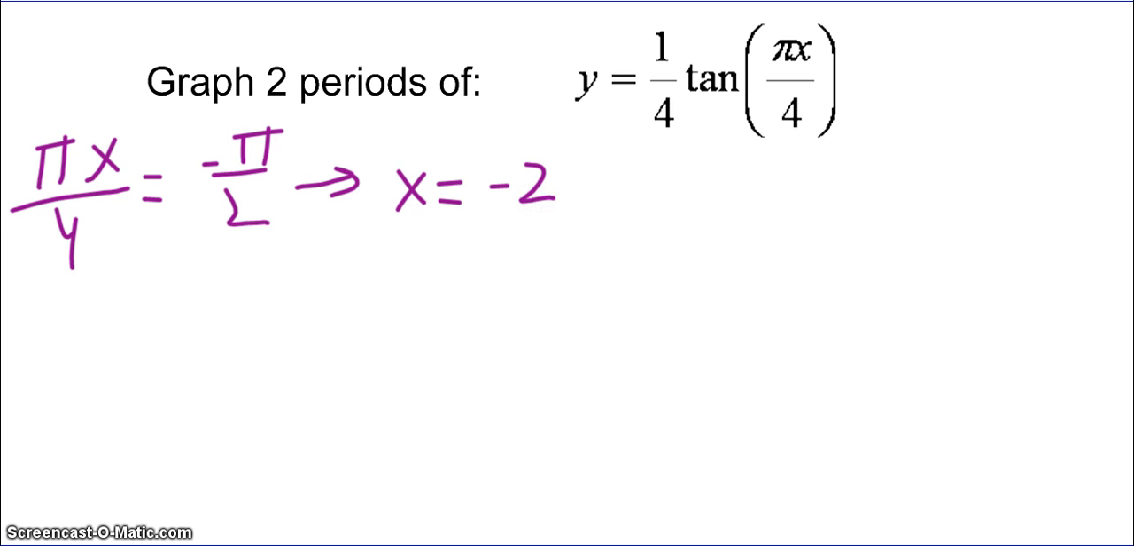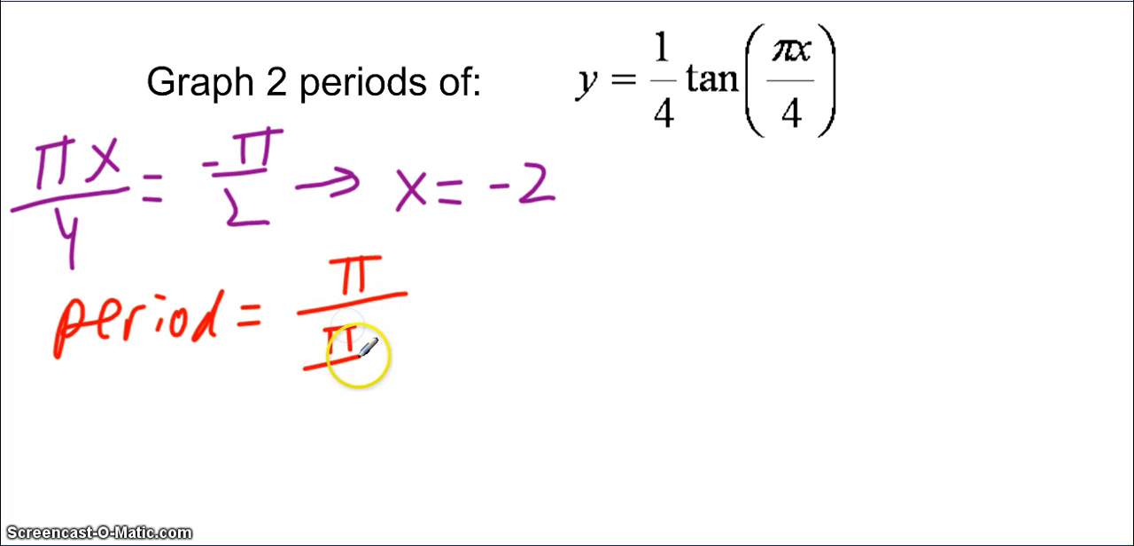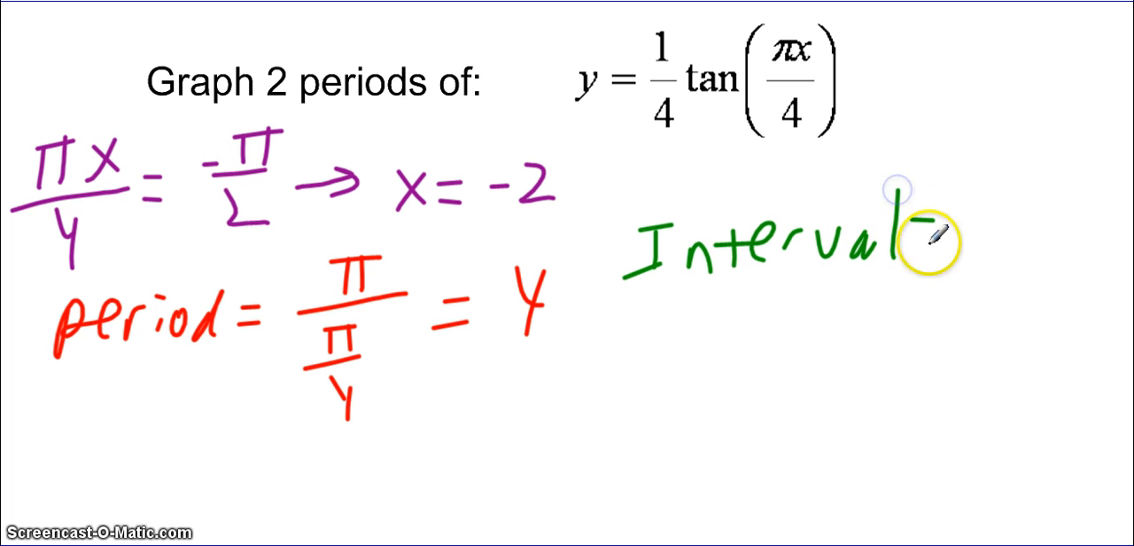Now let's find the period. And that's going to be pi over pi over 4, which is going to be 4. Therefore, the interval is 1. Okay, we're going to stop there, and then we'll pick this up at part 2.